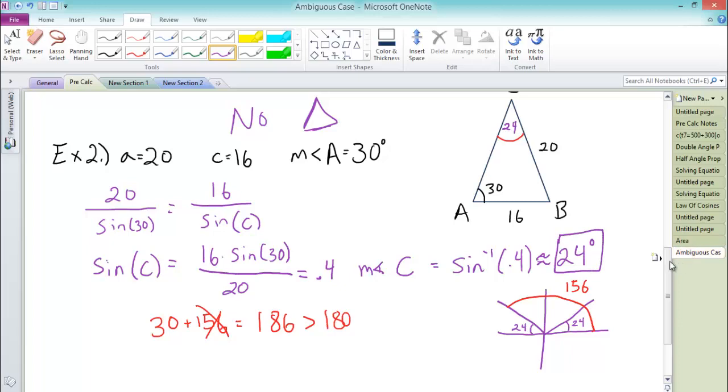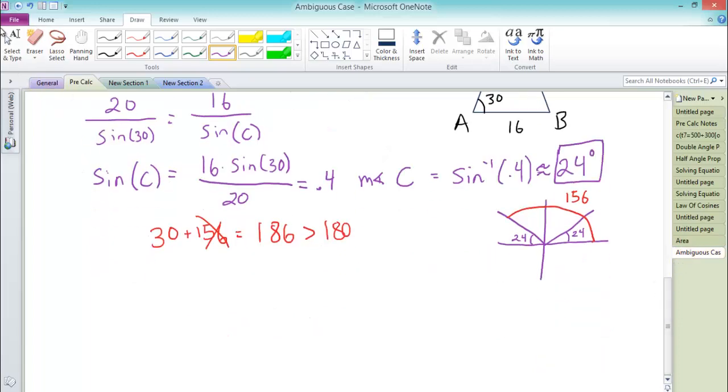Okay, last one. Example number 3. One that we've all been waiting for. Show me where we can get 2 cases. Okay, example number 3. There's my pen. Example number 3.